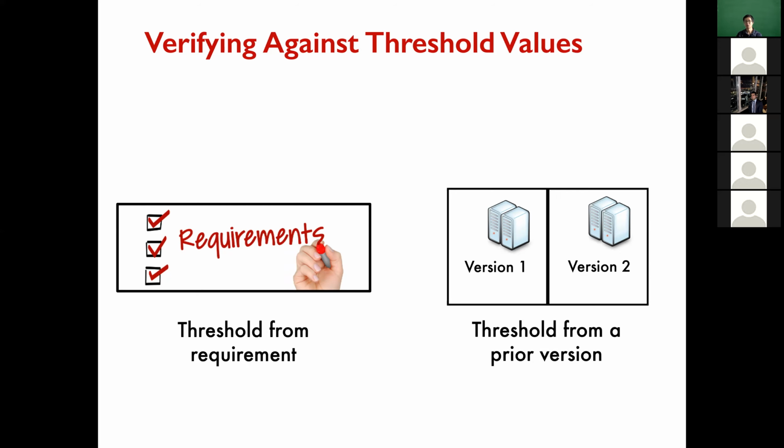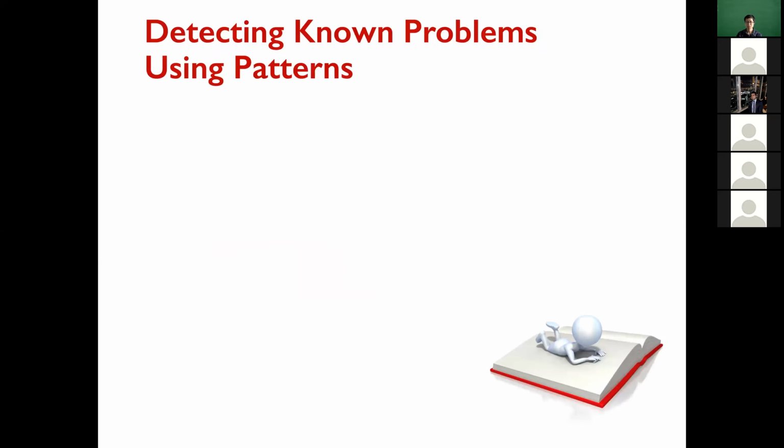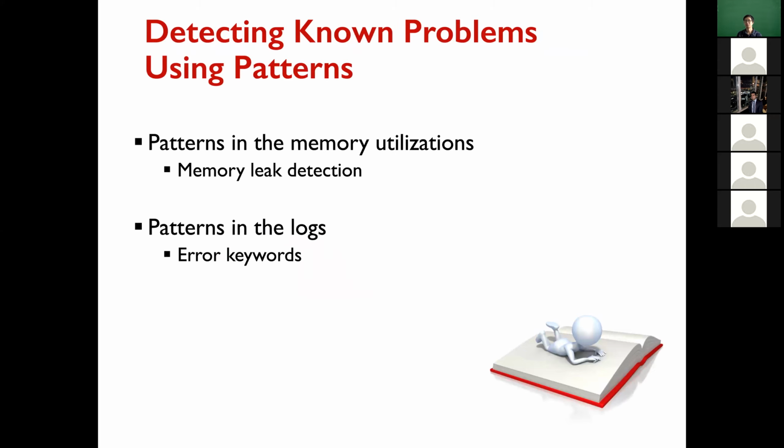Second, to determine known problems using patterns. There are some patterns of errors. For example, when there are memory leaks, the data may show some patterns. These patterns are known already, right? And also there are some patterns in the logs. For example, you do an error keyword search, you may find those errors in the execution logs to find the problems. Let's look at an example of how we can identify those known problems using patterns.